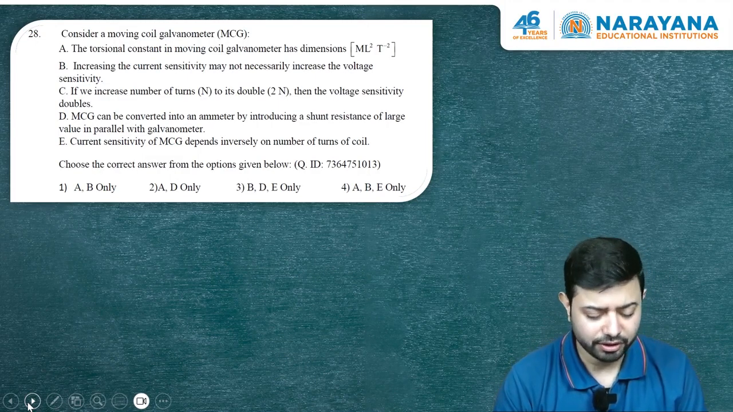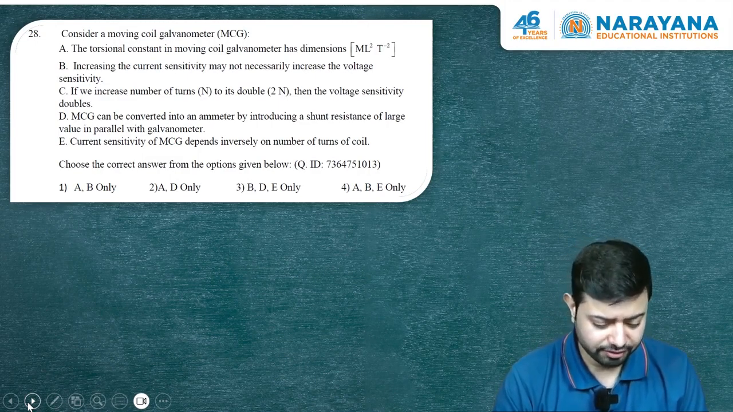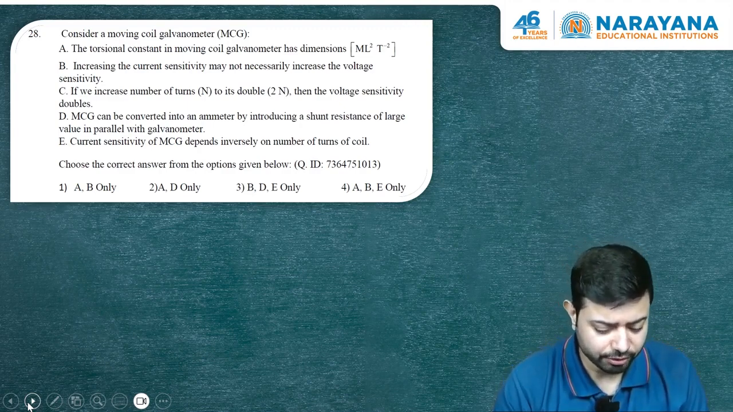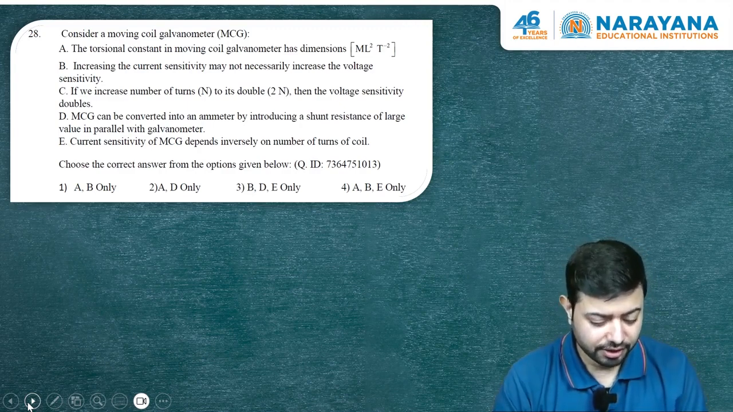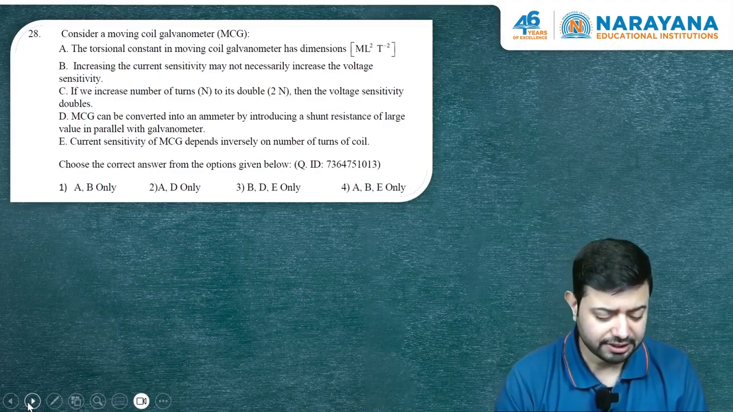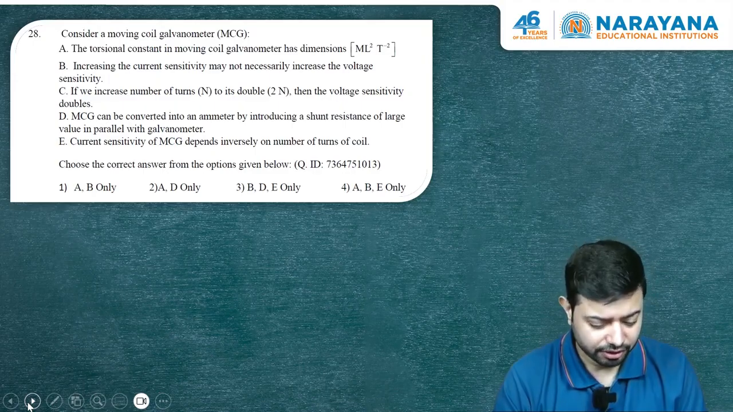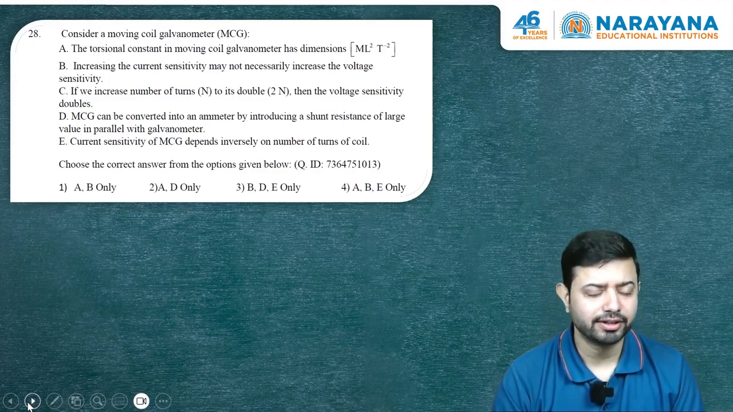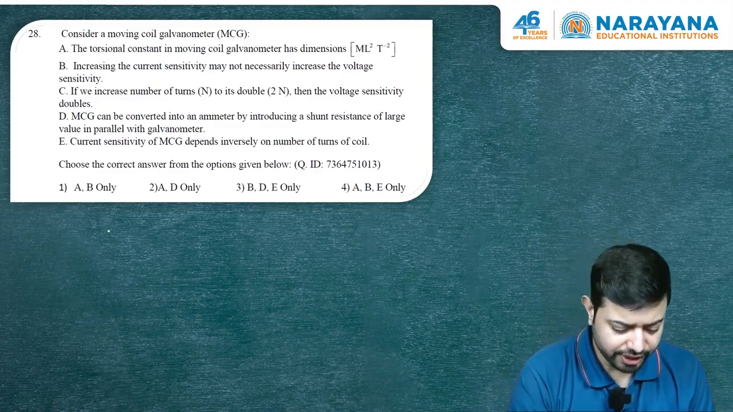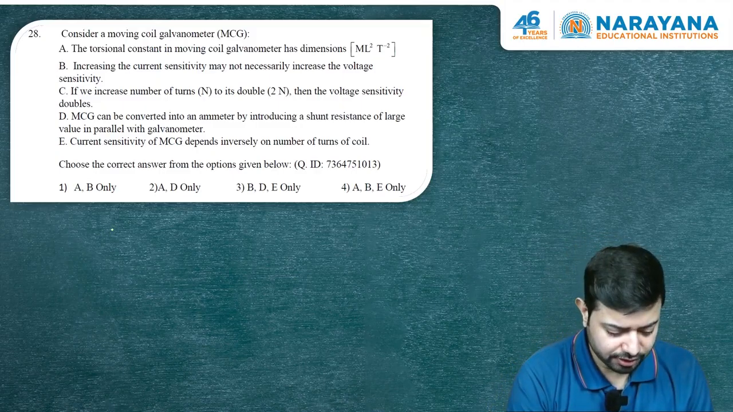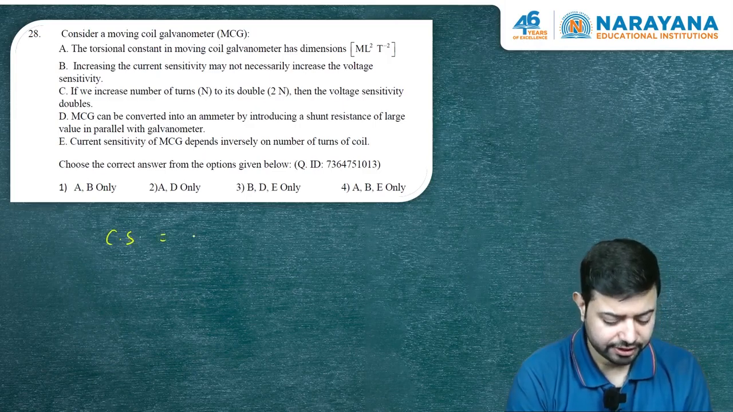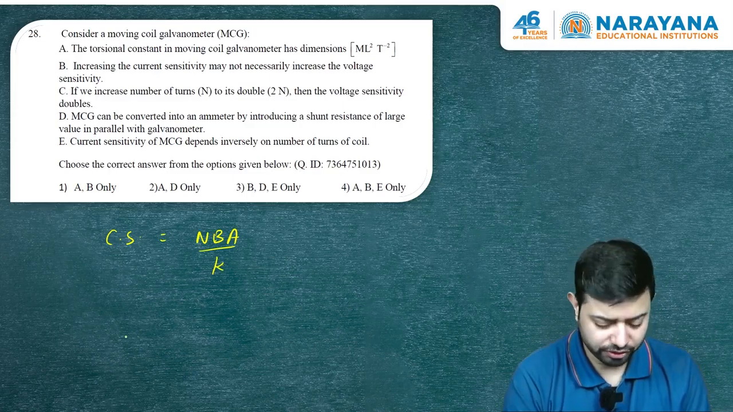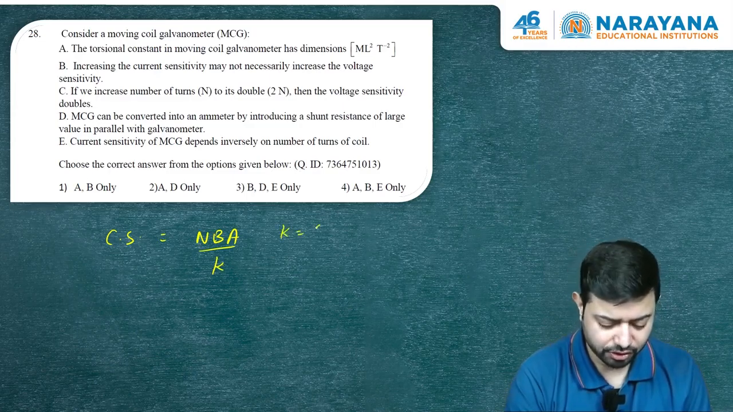Consider a moving coil galvanometer. A is given: torsional constant in a moving coil galvanometer has these dimensions. Next, point B: increasing the current sensitivity may not necessarily increase the voltage sensitivity. Basically, these are discussing the sensitivity formula for the moving coil galvanometer. So we should know that formula. What is the formula for the current sensitivity? It comes out to be NBA divided by K. What is K? K is the torsional constant here.